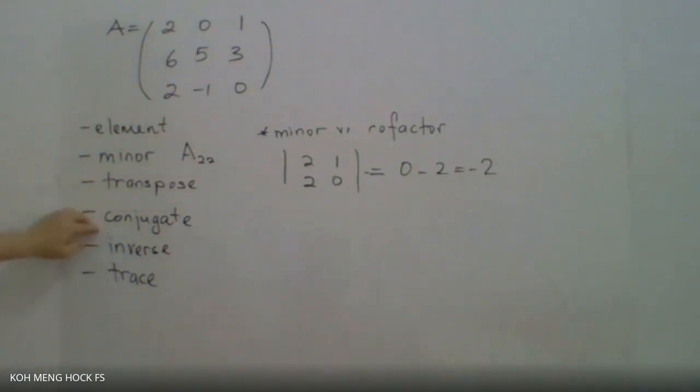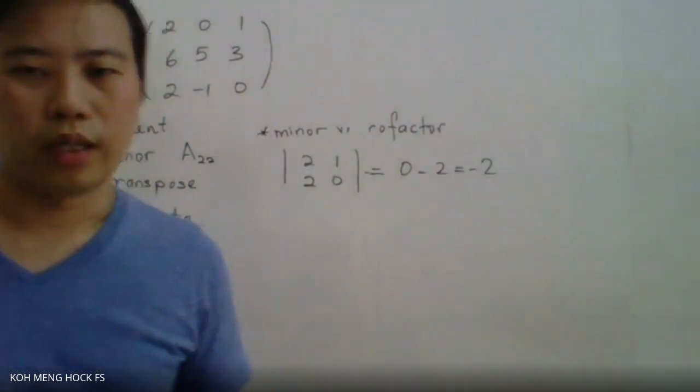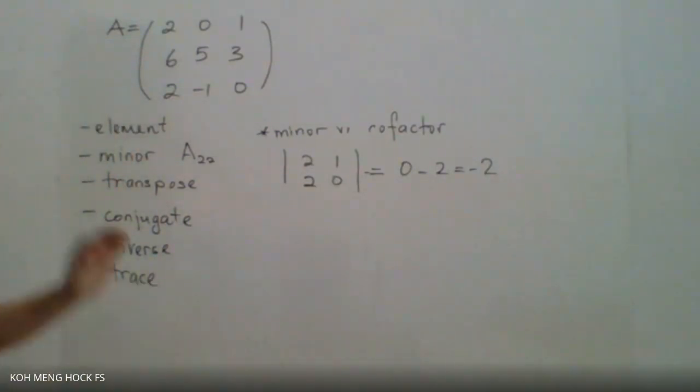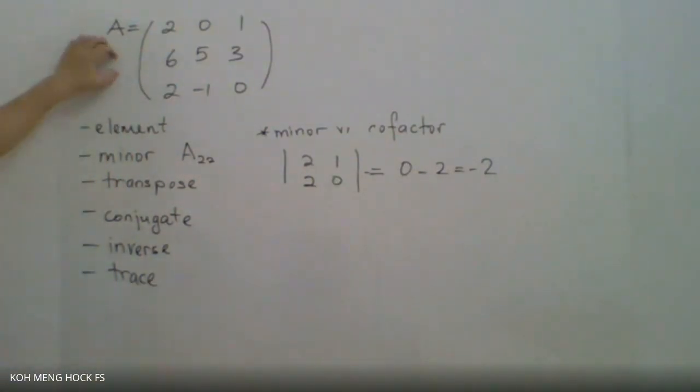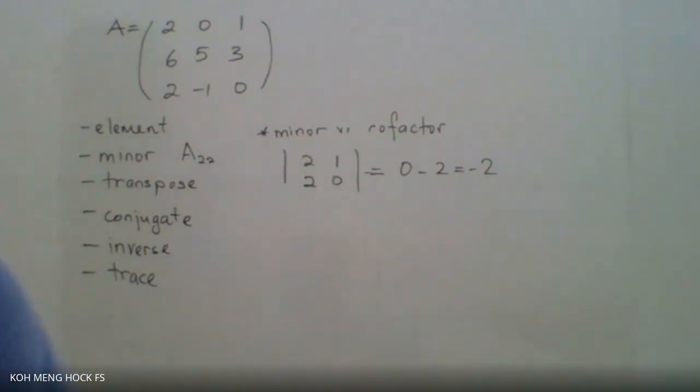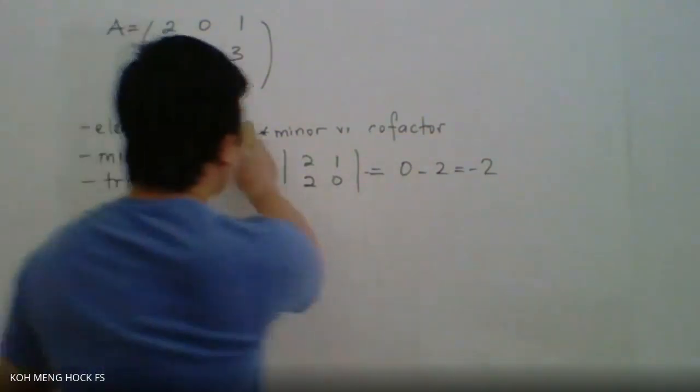Conjugate. Conjugate is very easy. It is the same as for a complex number: you change the sign of the imaginary part. If you look here, you do not have any imaginary part, so your conjugate and your actual matrix are the same. Okay, inverse. Do you remember how to find the inverse?